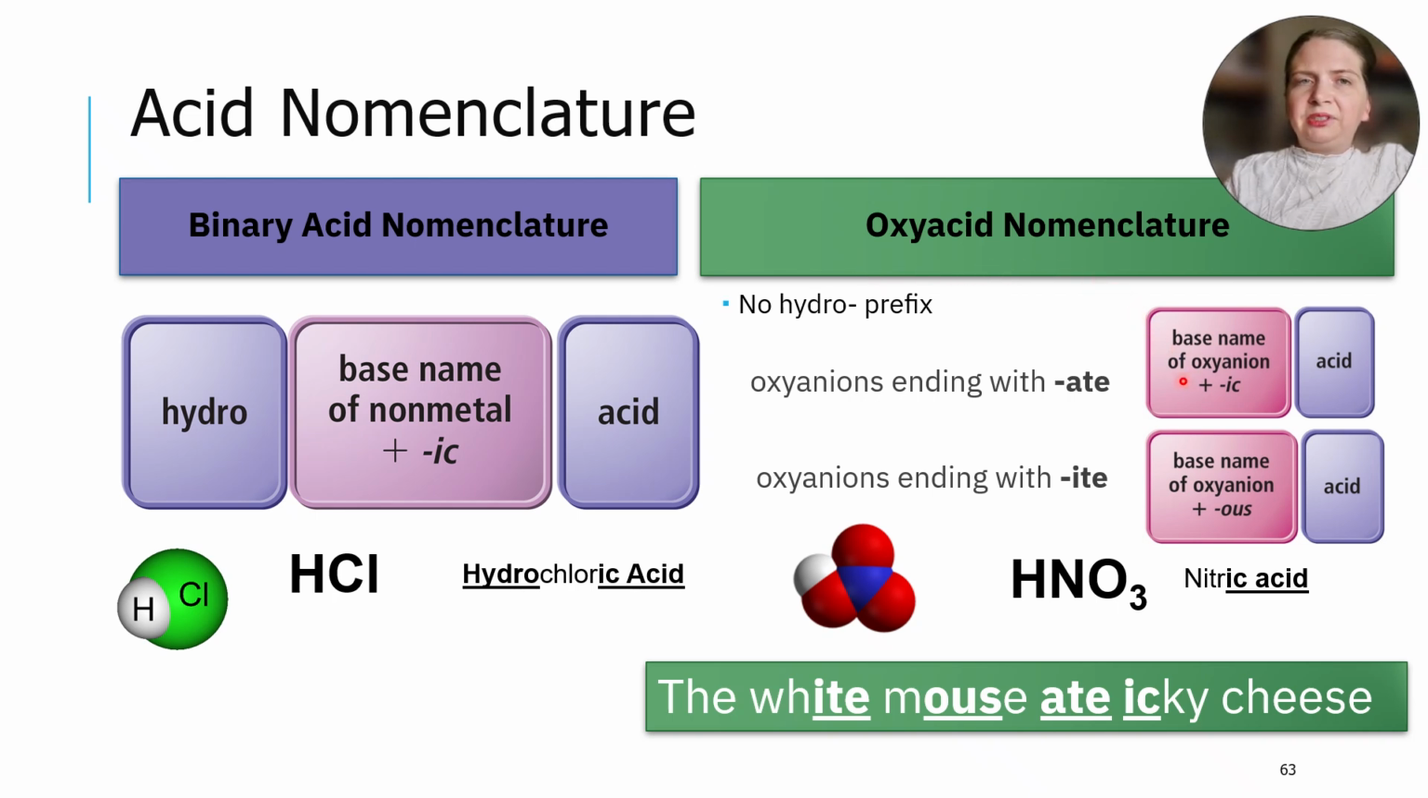Instead, their names use the root name of the polyatomic anion, followed by either the suffix "ic" or "us", and the word acid. The suffix depends on the ending of the original polyatomic ion. Polyatomic ions ending in "ate" change to "ic", and the polyatomic ions ending with "ite" change to "us". A mnemonic device to help you remember the pattern is "The white mouse ate icky cheese". The word "ate" reminds us that "ate" changes to "ic", and "ite" changes to "us".